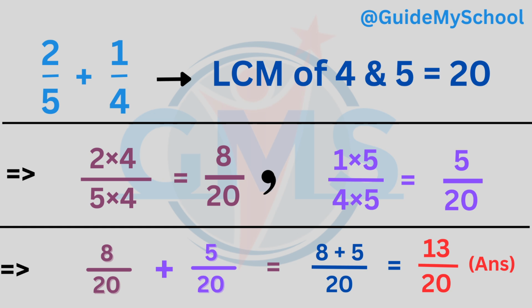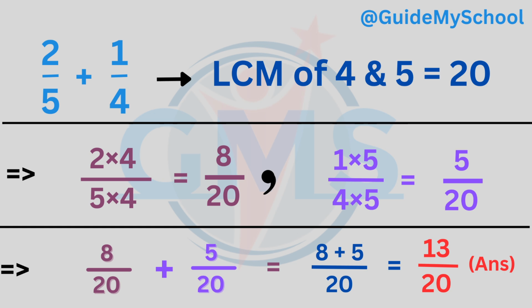Now we have to make both denominators the same, that is 20. So to make 5 into 20, what number will you multiply with 5? We know that 5 4s are 20. Now if you have multiplied 5, that is the denominator, with 4, you have to multiply the numerator also with the same number, that is with 4.